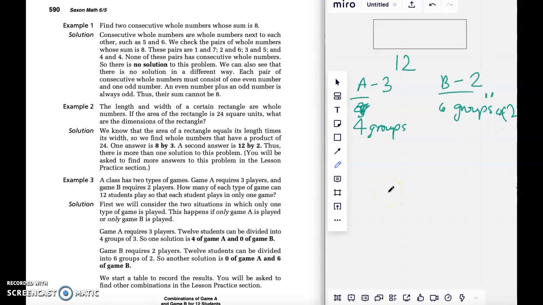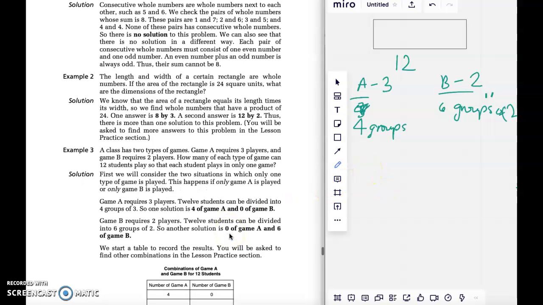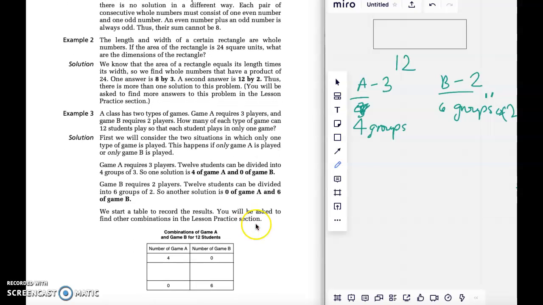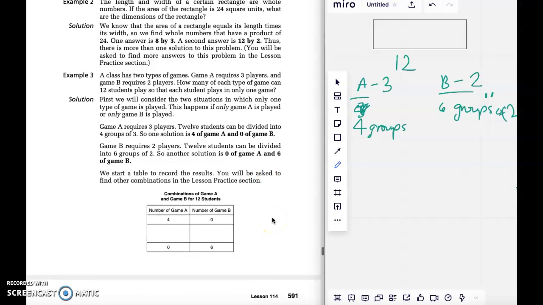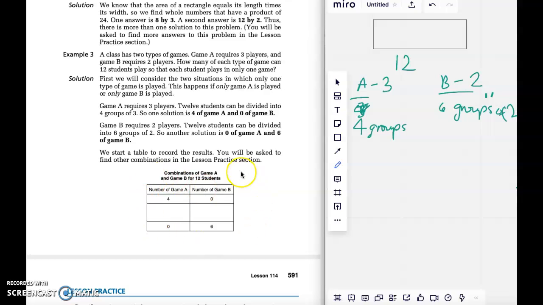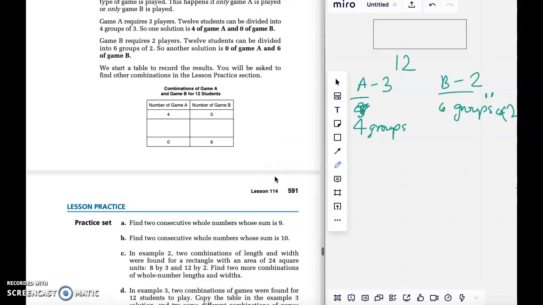So one way that you can record this is to start a table to record the results. Here, there are multiple ways for us to answer this question. They even started a table for you down here, which is essentially what I was doing over here. So that is pretty much the gist of today.